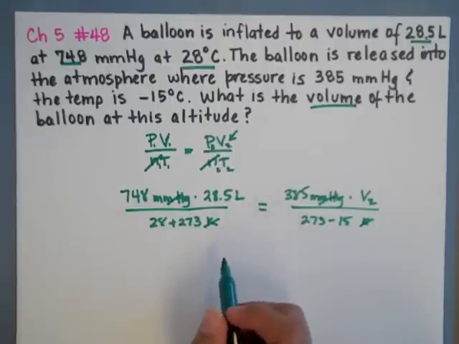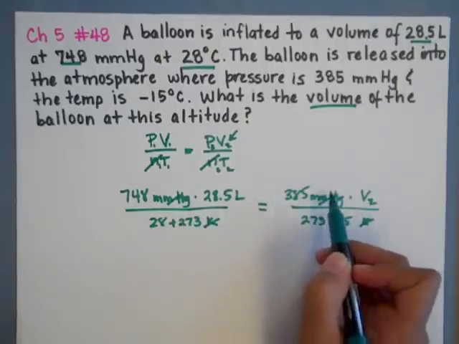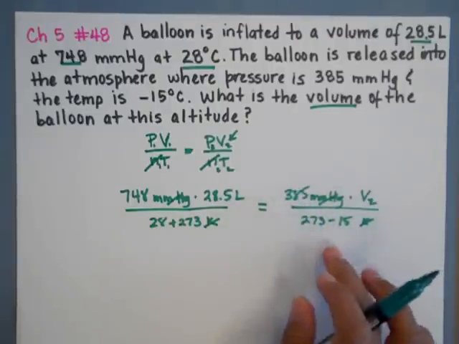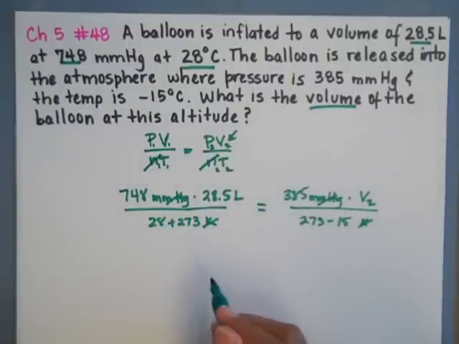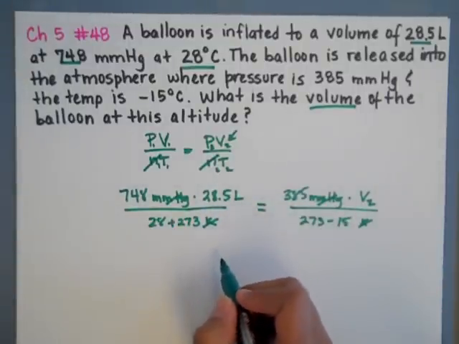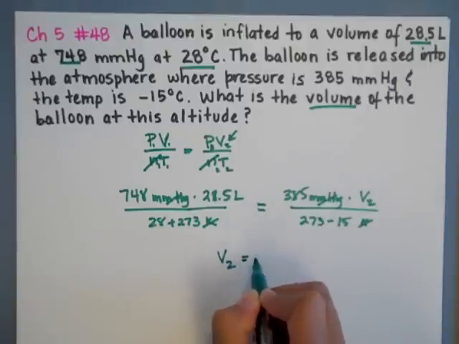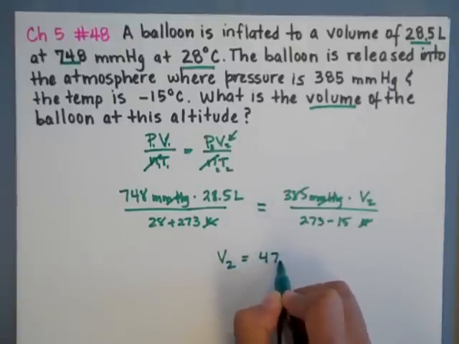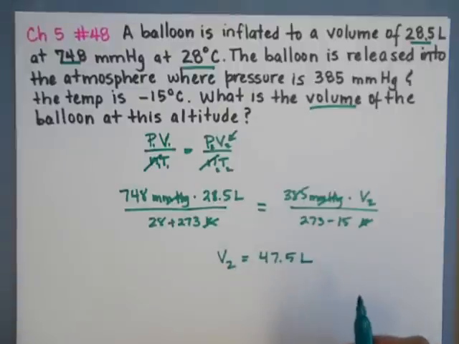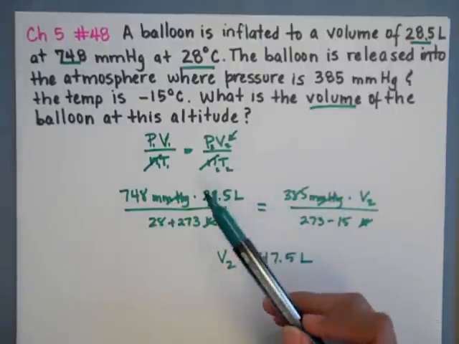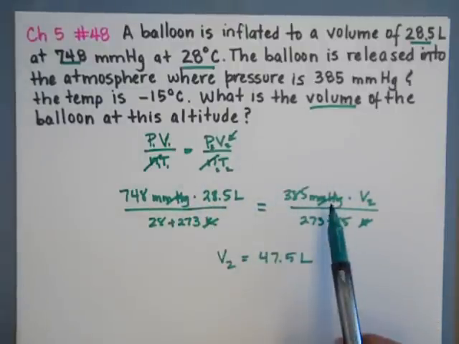So if you do all the math, multiply this out, add, do the subtraction, multiply it across, divide, your final V2 will be around 47.5 liters.